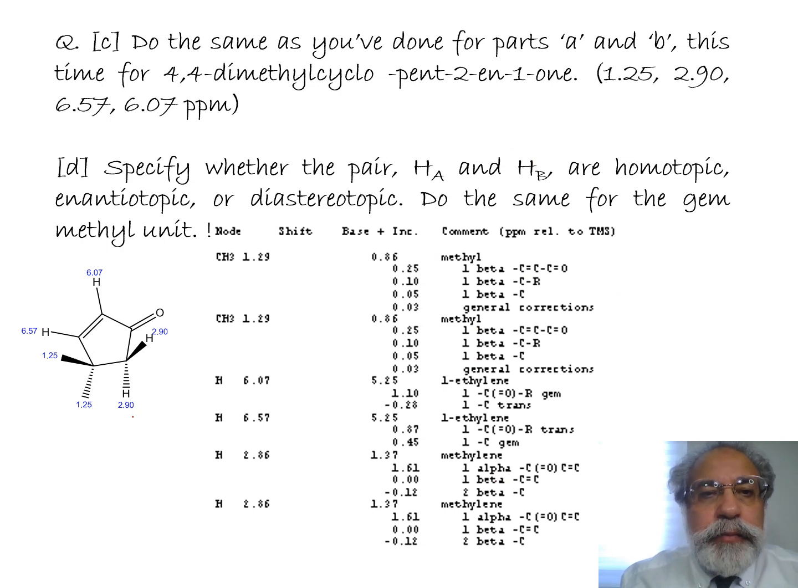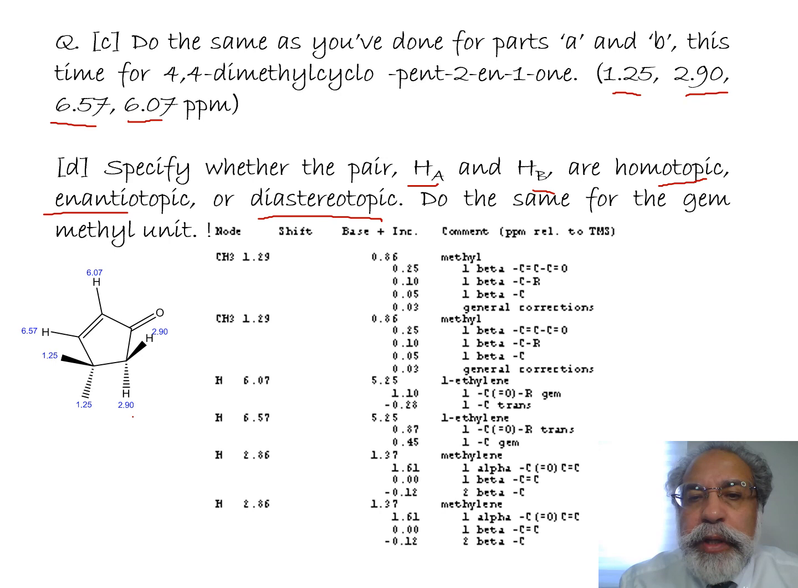Do the same as you have done for parts A and B, this time for 4,4-dimethylcyclopentenone, with signals at 1.25, 2.9, 6.07 and 6.57 parts per million. Specify whether the pair A and B are homotopic, enantiotopic, or diastereotopic. Do the same for the geminal methyl units.